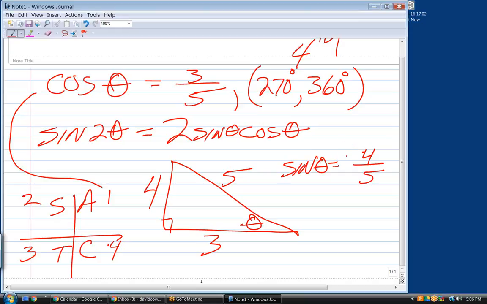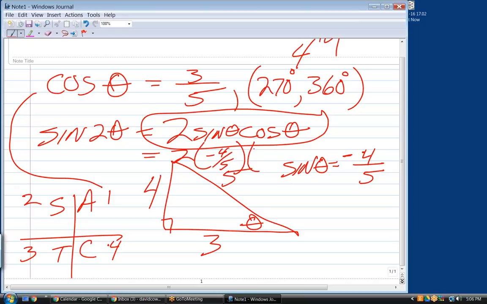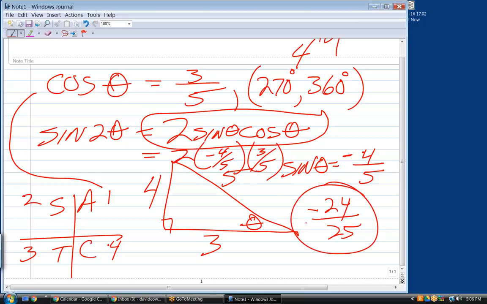Negative. Right. Okay. So now we know what the cosine is, we know what the sine is, we can answer that question. What is it? 2 times, what's sine theta? Negative 4 over 5. And what's cosine theta? 3 over 5. Multiply that out, and you have minus 24/25 is what the sine of 2 theta is.